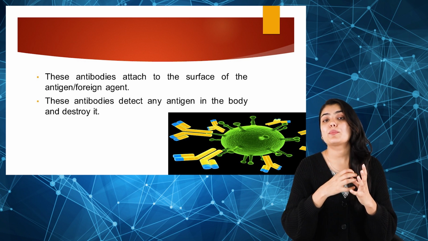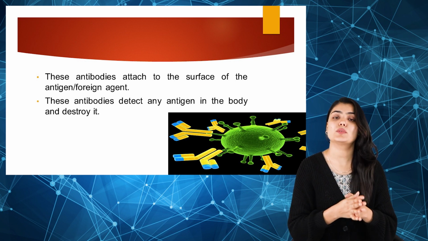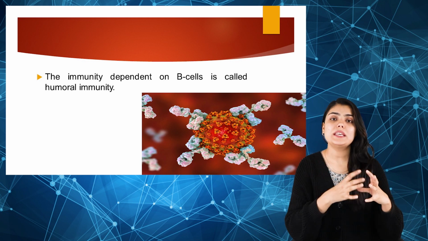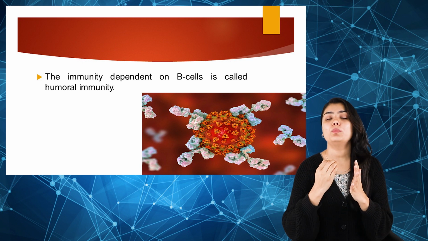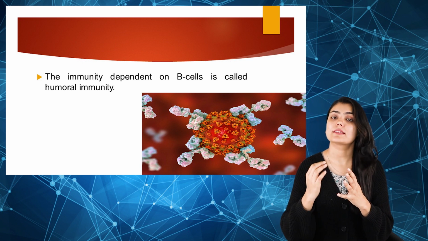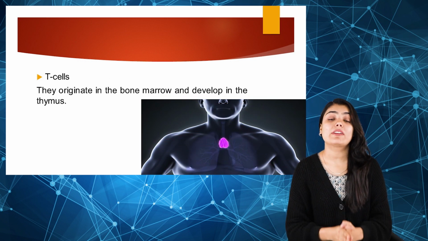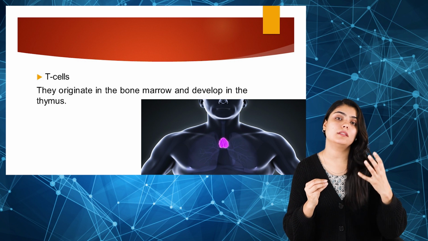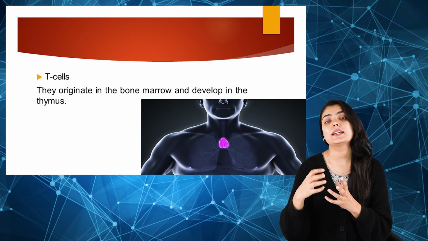The antibodies that are produced by the B cells can detect any kind of antigen that is found in the body. So the immunity that is dependent on the B cell is called humoral immunity. I hope you've understood how B cell provides protection against the disease-causing microorganism. The second one that we have is T cells. The T cells also originate in the bone marrow like the B cells, but the development of the T cells takes place in the thymus.